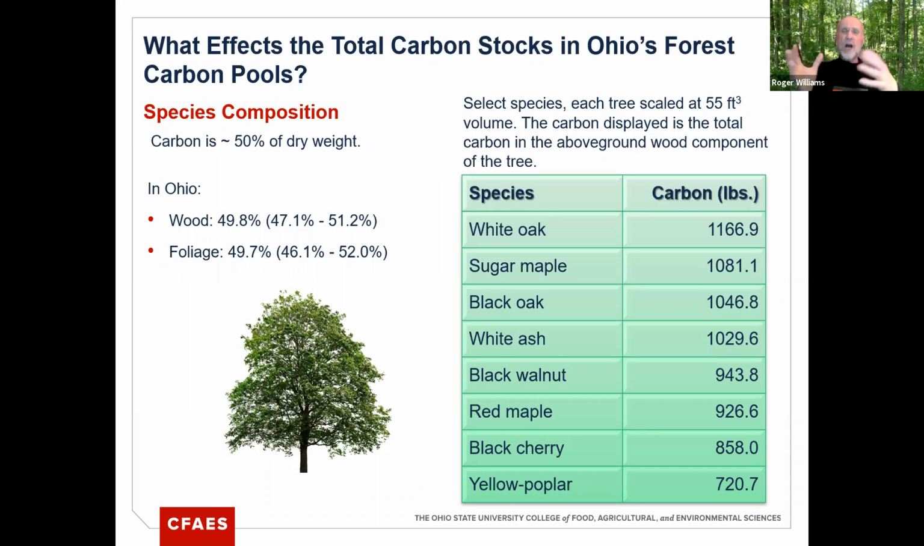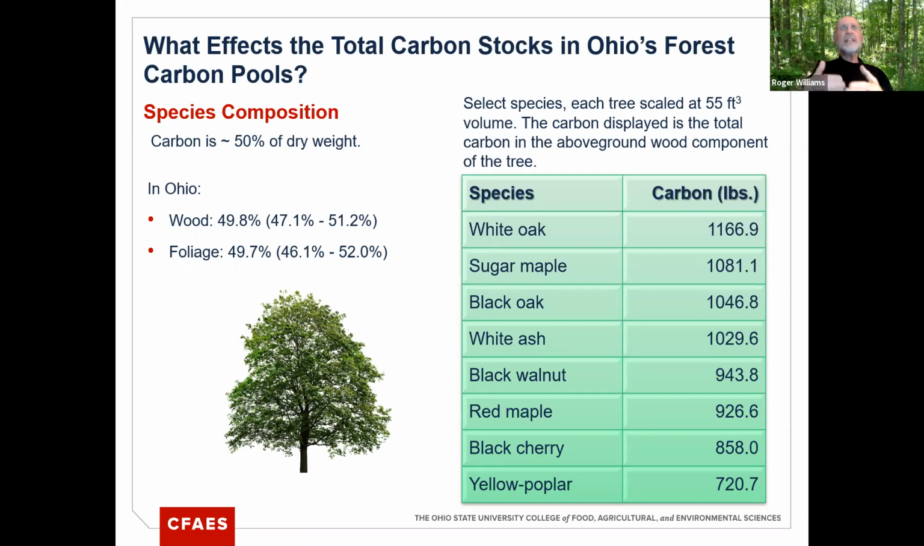First of all, carbon on average is 50% of the dry weight of plants, of trees. And that's usually consistent. We've done some studies with this in Ohio, and we found with different species that the wood carbon content averaged around 49.8% on the samples that we had. So it's about 50%. And that also was true with foliage content when we looked at it. So that pretty much holds true.